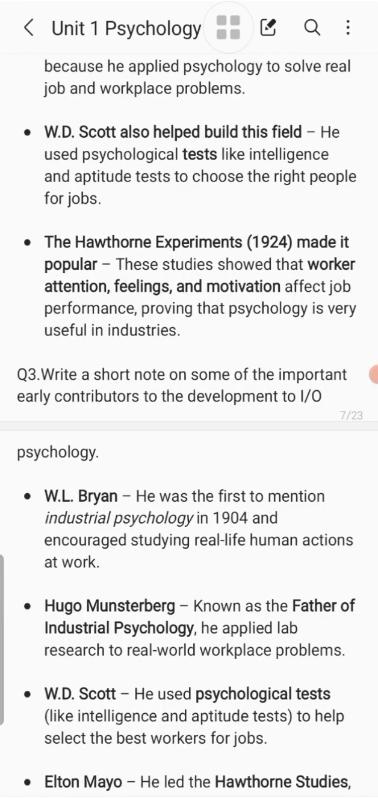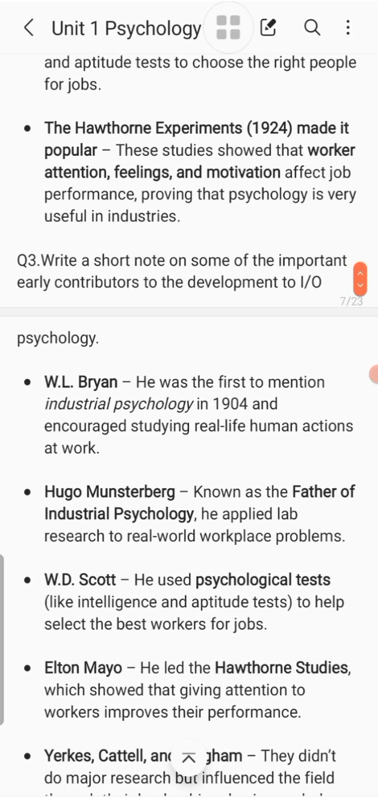Write a short note on some of the important early contributors to the development of industrial psychology. Answer: W.L. Bryan. He was the first to mention industrial psychology in 1904 and encouraged studying real-life human actions at work. Hugo Munsterberg, known as the father of industrial psychology, he applied lab research to real-world workplace problems. W.D. Scott, he used psychological tests like intelligence and aptitude tests to help select the best workers for jobs.